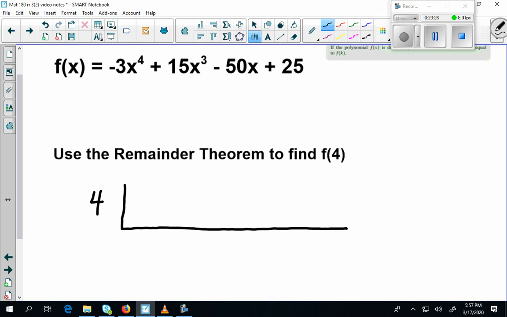I need to look at my function, see do I need any placeholders. I can already see I do. So this is a function of degree 4. So this is 4, 3. I don't have a 2. So 1 I do have. I have 0 x squared. I need to make sure that I represent that when I put everything in here. So -3, positive 15, no x squared, get that placeholder in there, minus 50, 25.